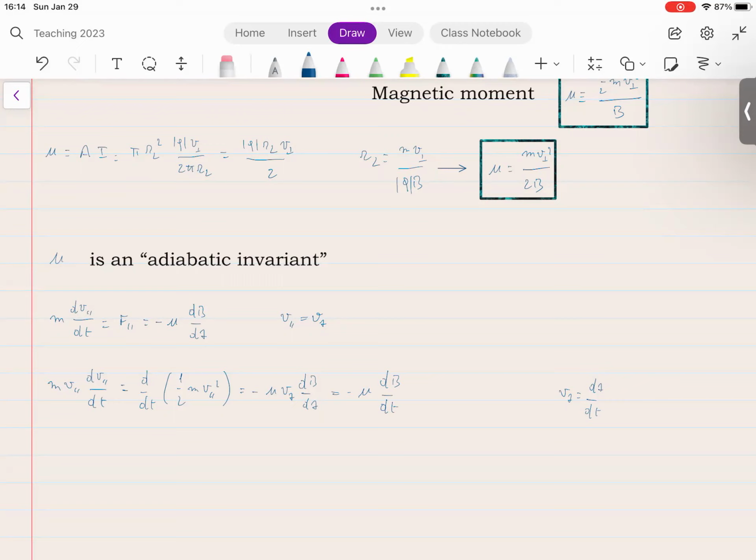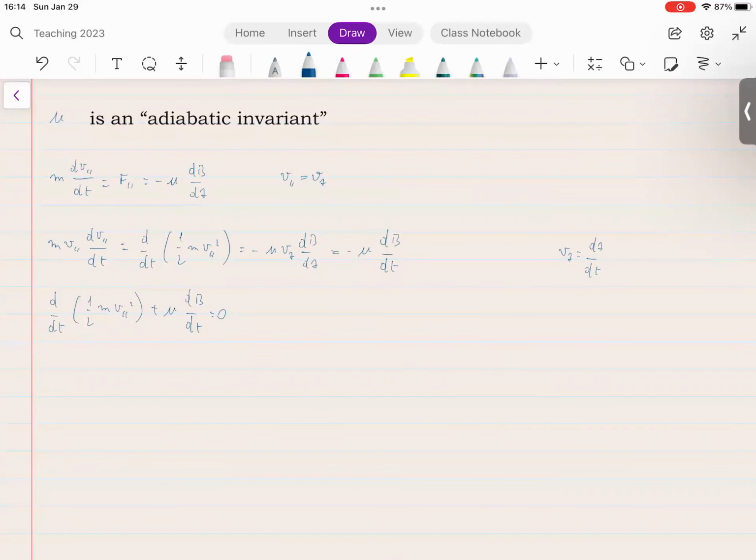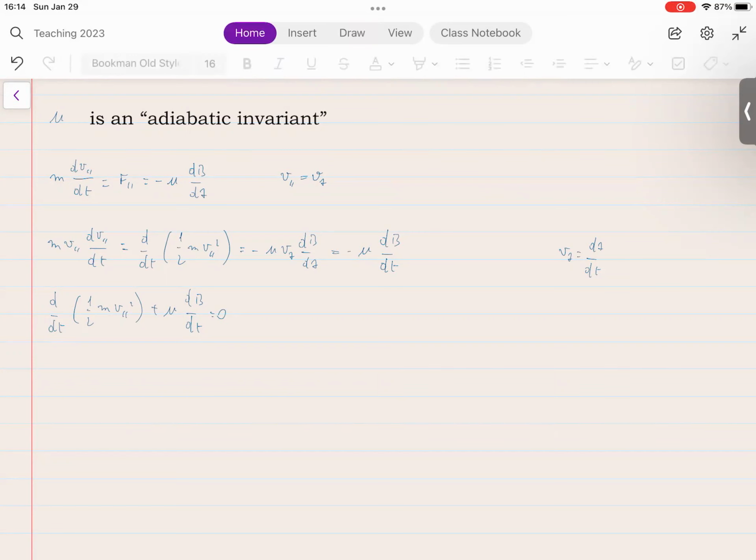And now I'm going to take everything to the left-hand side and find that the derivative of 1/2 mass v parallel square plus mu dB dt is equal to 0. Let me maybe tag these equations.